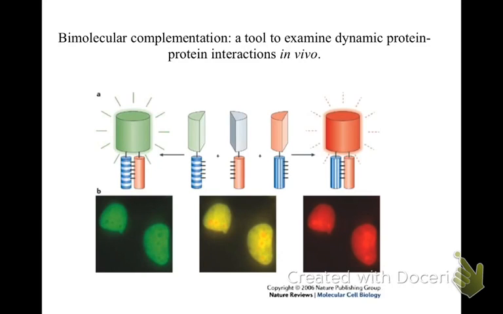Many proteins in a cell interact with different types of protein partners, and it's often important to know which proteins are pairing up at specific times during the life cycle or during a particular process. But until recently, it's been kind of challenging to do that. But here's a very clever technique that was developed, and it's sort of a hybrid of the techniques that we've been talking about. It's called bimolecular fluorescence complementation.